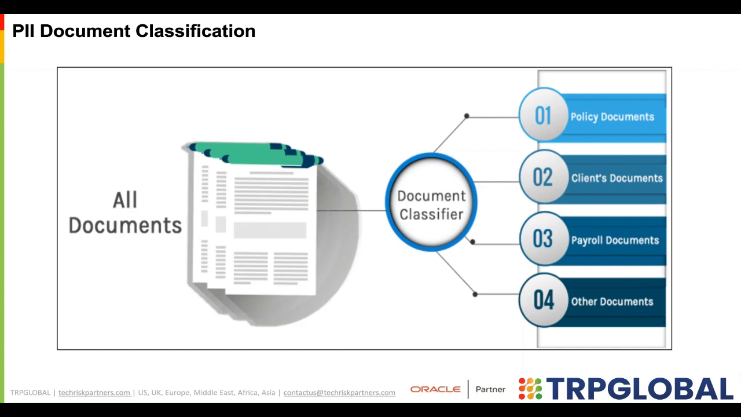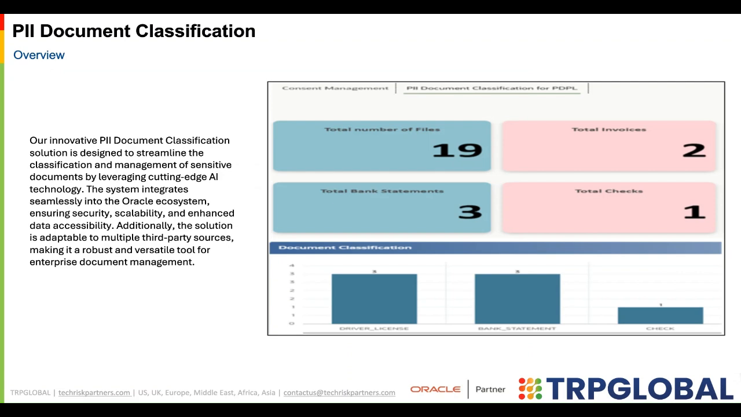In our solution, we are taking multiple documents as a source system and using an AI model to classify them, whether it is an invoice, bank statement, or check. At last, we will show the result in the form of a dashboard. So this is the overview of PII document classification.